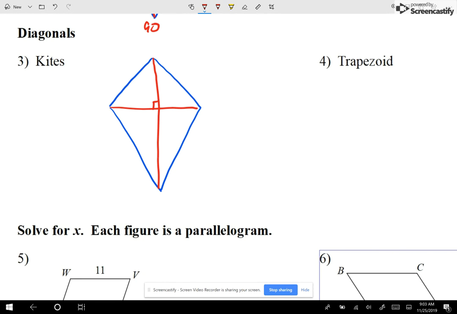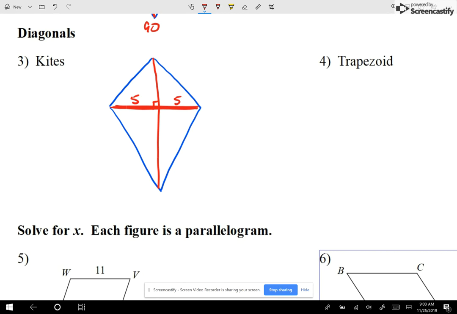Now, the interesting part on the diagonals, when it comes to the kite: the side that goes from left to right, if I have it standing up, gets cut in half. So if this side is 5, this other side is 5 as well, because it's equal length. It was cut in half.